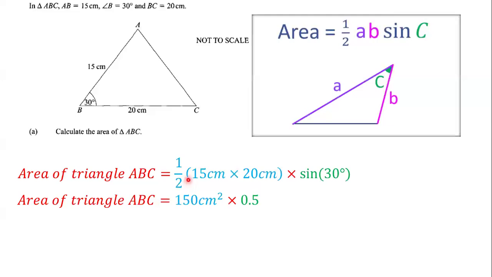And what is a half multiplied by 15 times 20? Well, that gives us 150, right? 150 centimeters squared. But what is sine of 30? Well, sine of 30 is 0.5. And so we're going to multiply 150 centimeters squared by 0.5. And 150 centimeters squared multiplied by 0.5 is 75 centimeters squared. So that means that the area of triangle ABC is 75 centimeters squared.